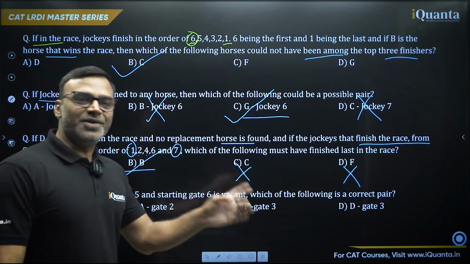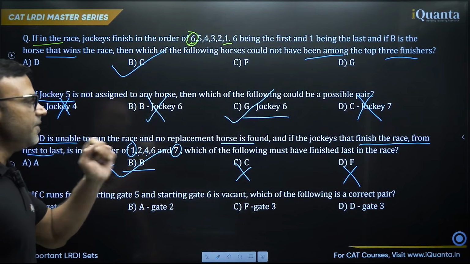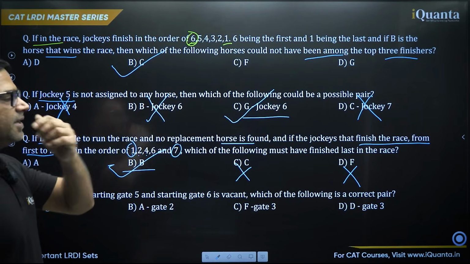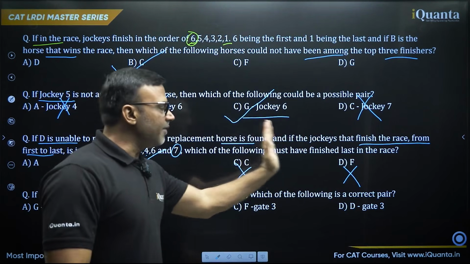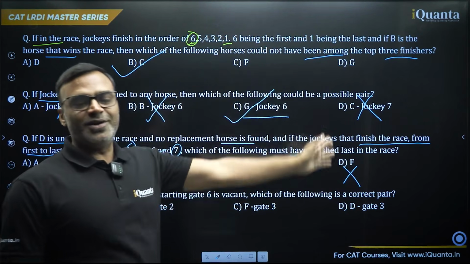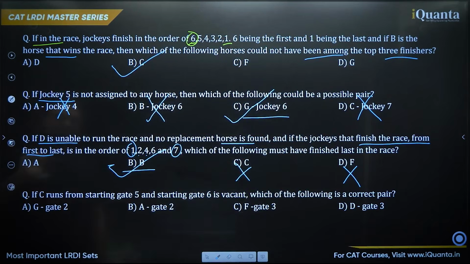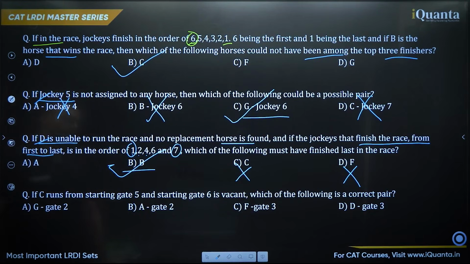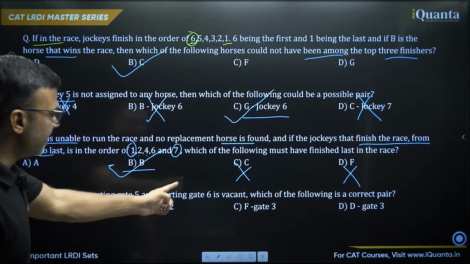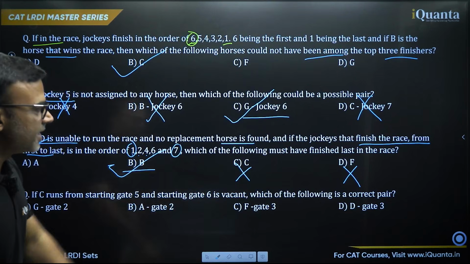So I suggest you do it once more because it looks difficult just because the information was insufficient. But when you look at it closely, more than half of the options are being eliminated just because of the initial set of information. And of course, the information specific to the question given is also helpful. Last one: if C runs from starting gate 5 and starting gate 6 is vacant, which of the following is correct? It's such a beautiful thing.